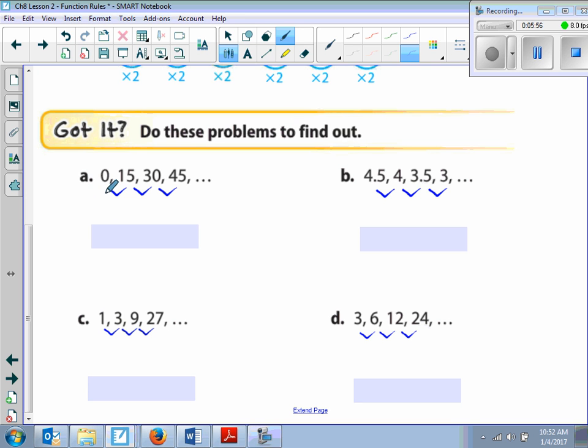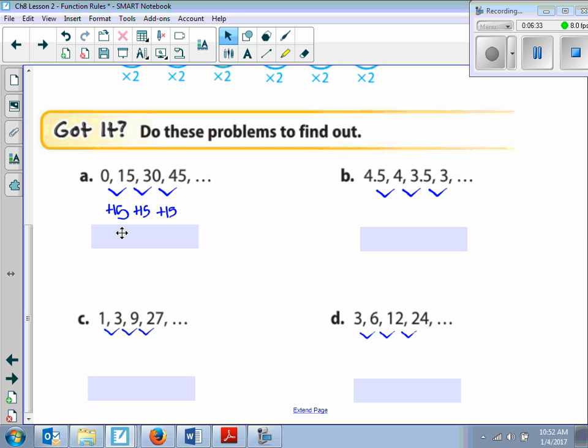The first sequence, we have 0 to 15, 15 to 30, and then 30 to 45. How do I get from 0 to 15? We are going to add 15. Very good. How do I get from 15 to 30? We add another 15. Good. And then how do I get from 30 to 45? Okay, so we added 15 every single time. We got the terms. How do I get from 45 to the next term? You're going to add 15.